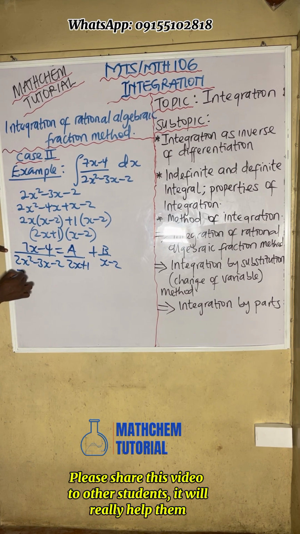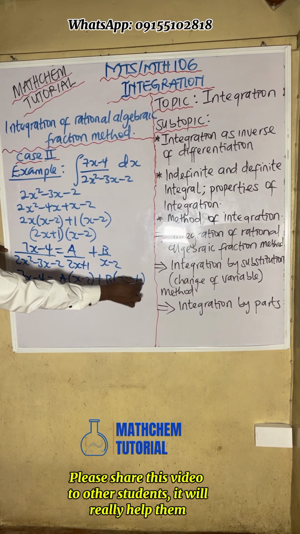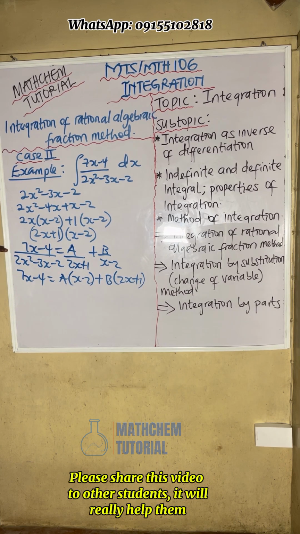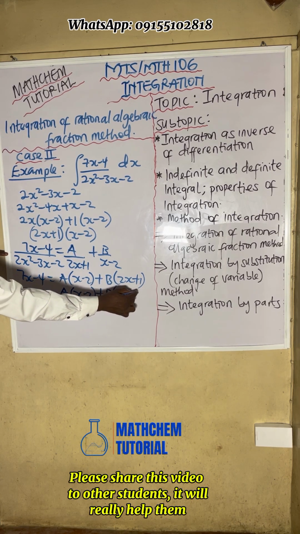From there, I will say 7x minus 4 is equal to a in bracket x minus 2 plus b in bracket 2x plus 1. So after that, what would I do next? I will say 7x minus 4 equals, I can actually expand this. If I do not expand it, I can just substitute the value of x there by saying a in bracket x minus 2 plus b in bracket 2x plus 1.